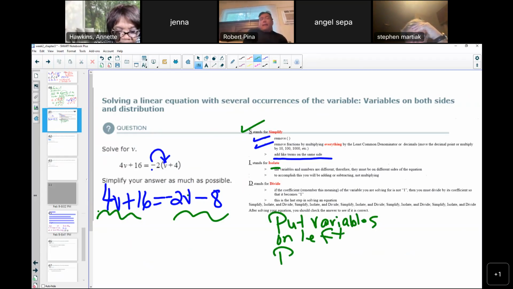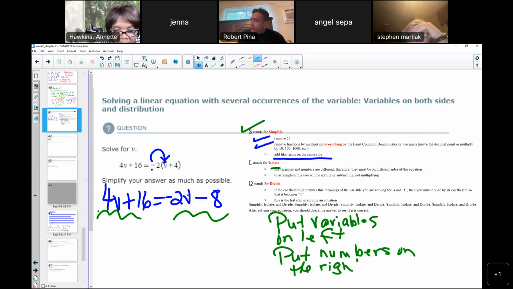And then we'll put the numbers on the right. But we're going to do one thing at a time, okay? All right, so let's focus on the variables. So let's find them. That's 4v and -2v, okay?